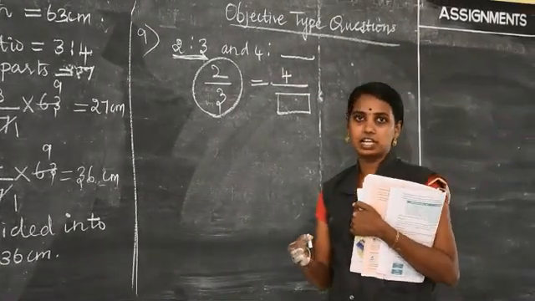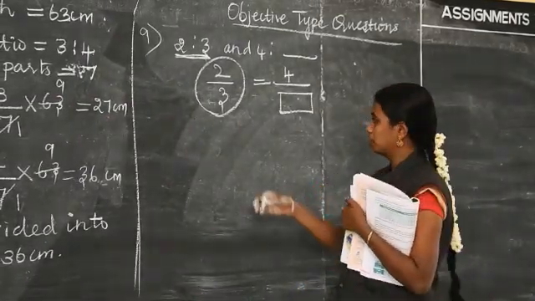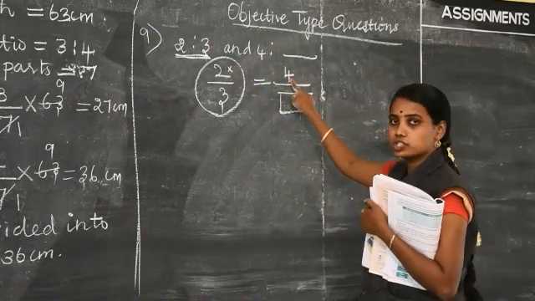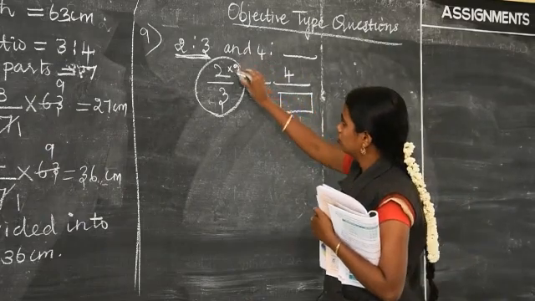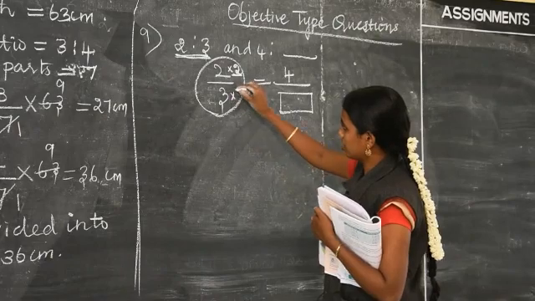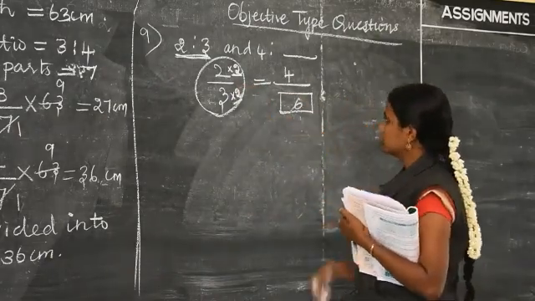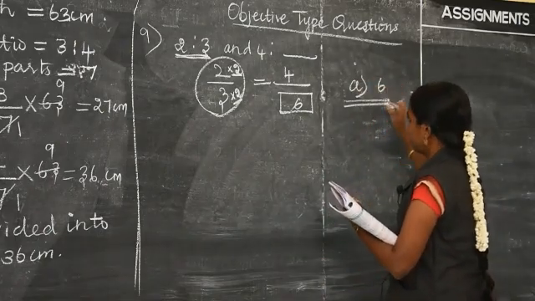Equivalent ratio means multiply the numerator and denominator by the same number. Now 2 is here. If you multiply by which number, you will get 4? Multiplied by 2. 2 2s are 4. Here multiplied by 2 means here also multiplied by 2. So 3 2s are 6. So the answer is 6. Option A is the answer.